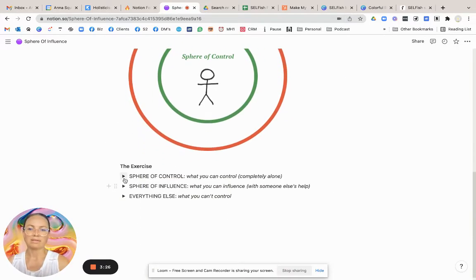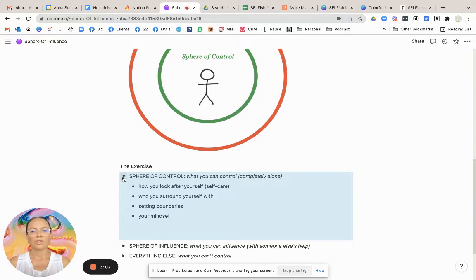So if we break this down, the sphere of control is everything that you can control completely on your own with nobody else's input. So looking at that scenario or another scenario that you have in your life right now that springs to mind, what can you absolutely control on your own with nobody else's input? And this one actually trips a lot of people up. There's one answer that I love that barely anybody gets, which is how you look after yourself. So your self-care in any given situation, any given scenario, that is something that you are completely in control of. But it's often the thing that we kind of forget about or we don't place much energy and attention towards.